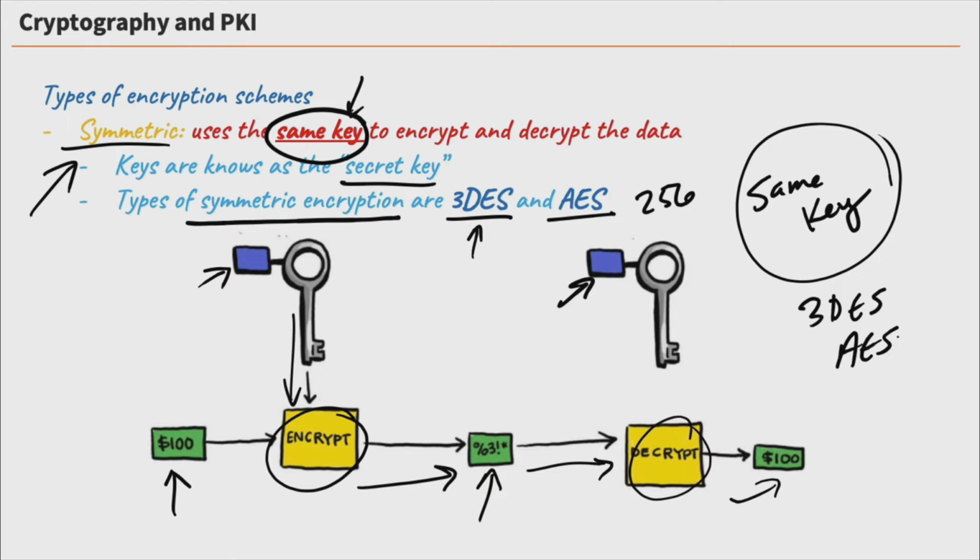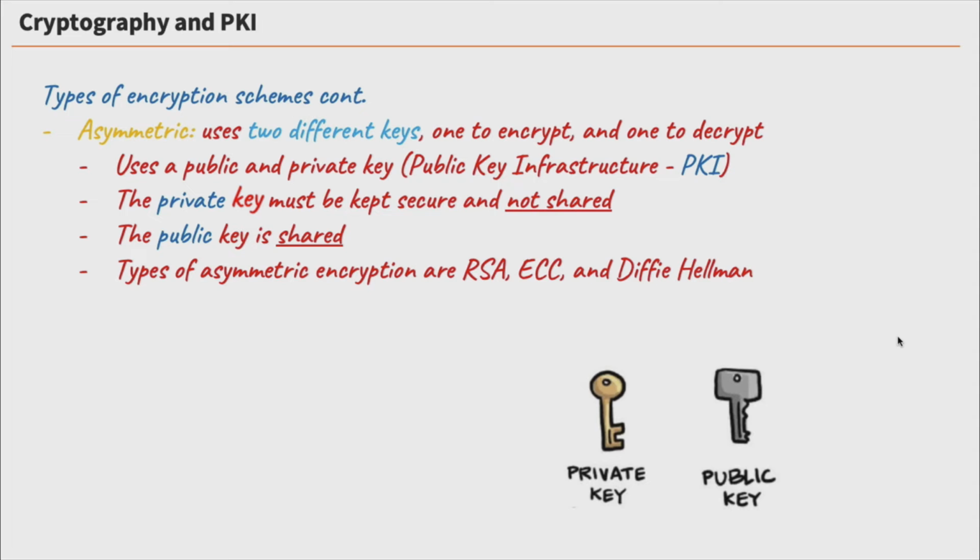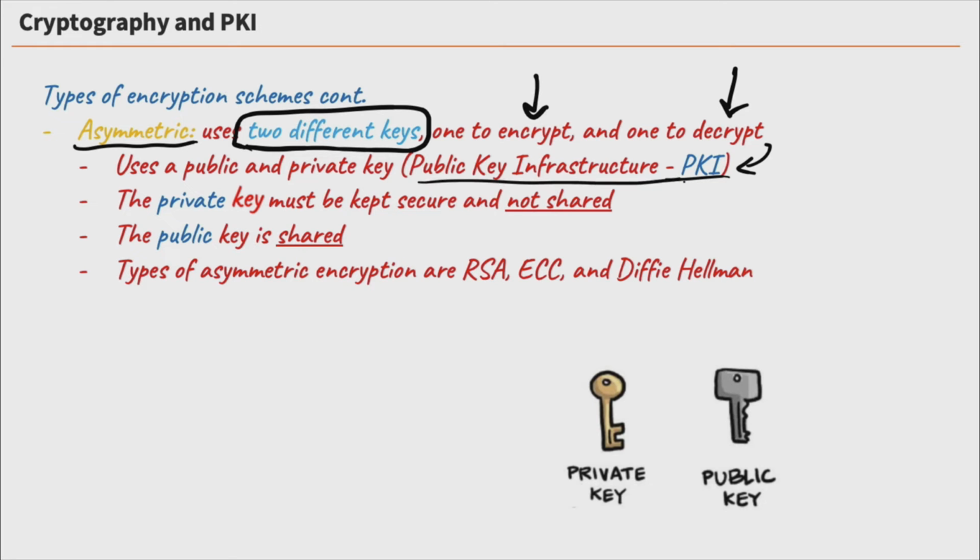So if there's symmetric, that means there's probably asymmetric as well. And you are absolutely right. Asymmetric encryption uses not the same key, two different keys, one to encrypt and one to decrypt. And the way this works is via the public key infrastructure, or PKI, and that's super important. So when we have our public key infrastructure, we're using keys, a public key and a private key. And the thing is, a private key must be kept secure and not shared. That is super important. So when you have your private key, you hold on to that key tightly. You don't let go, and you don't share it out with anybody.